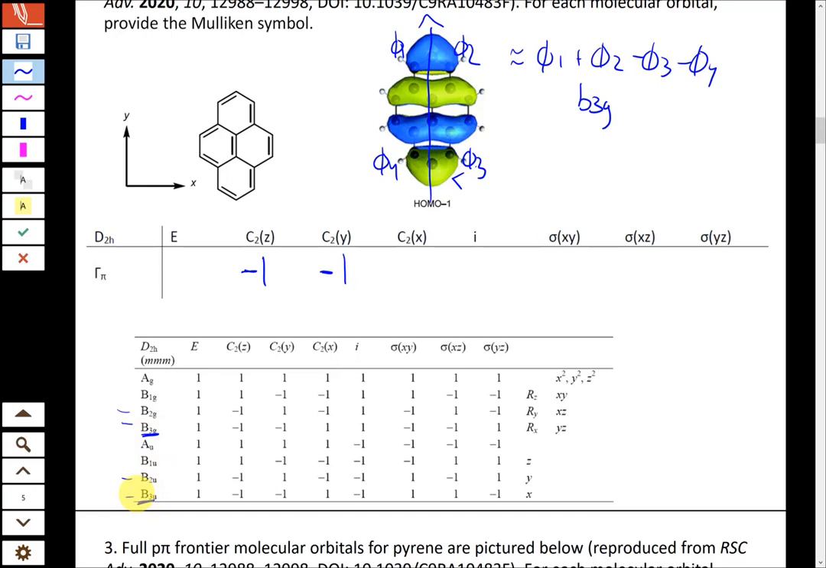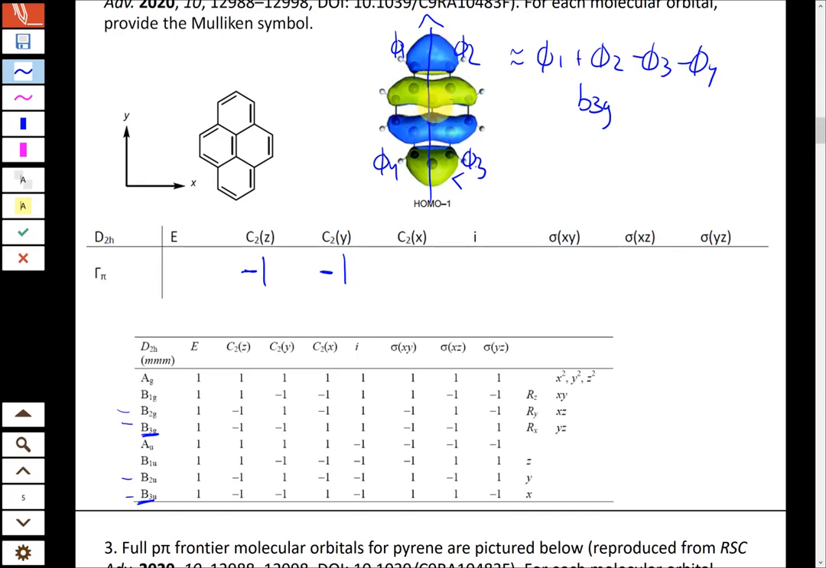And then to distinguish G from U, we just need to do inversion. So when we do the inversion center, this blue one up top reflects to a blue one on the bottom on the other side, or this green area up here, if we go through the inversion center, inverts onto a green lobe that's below the plane.